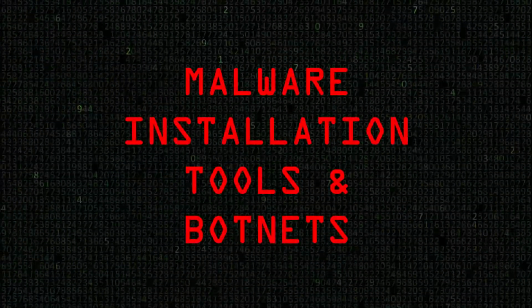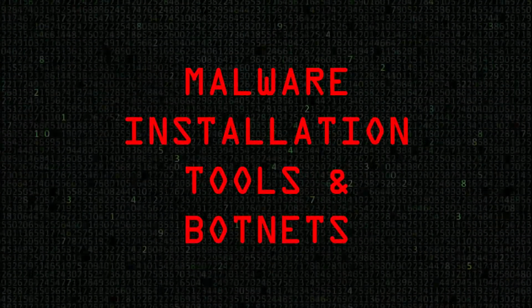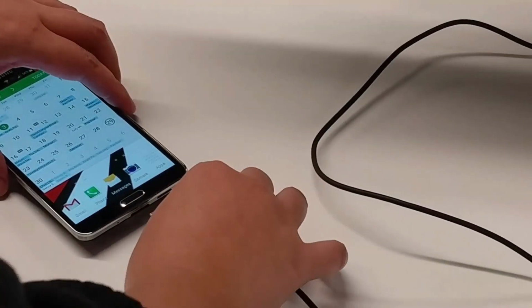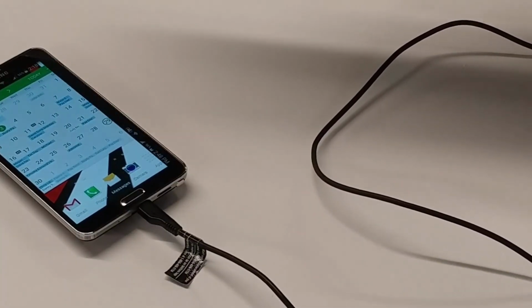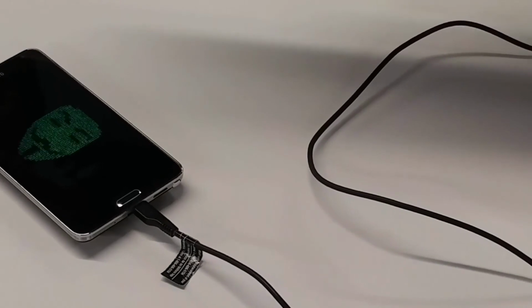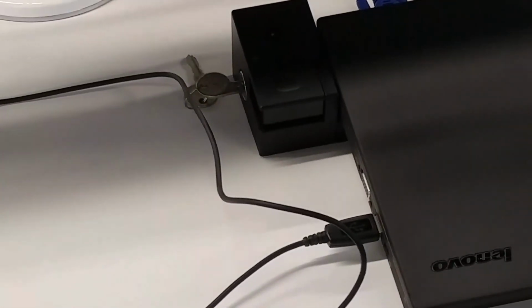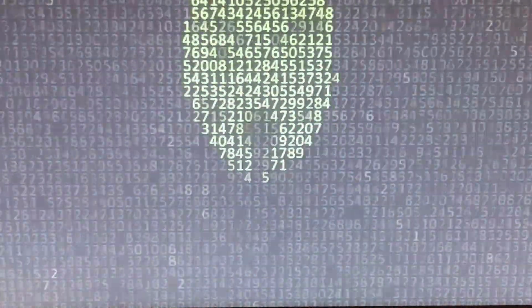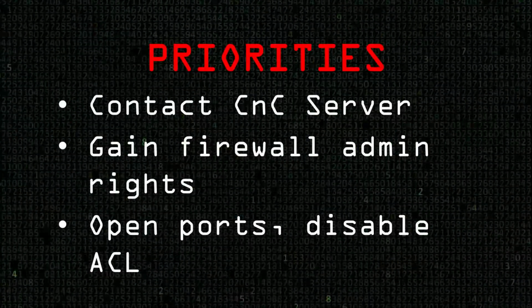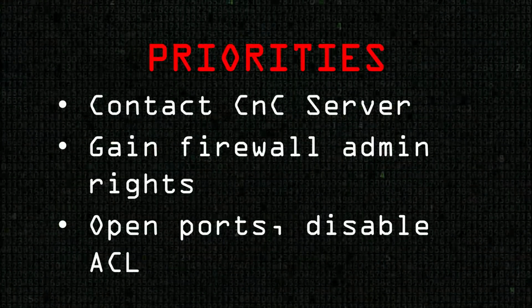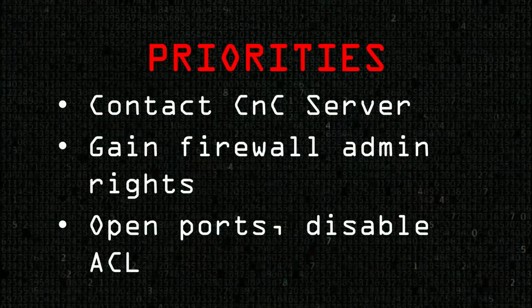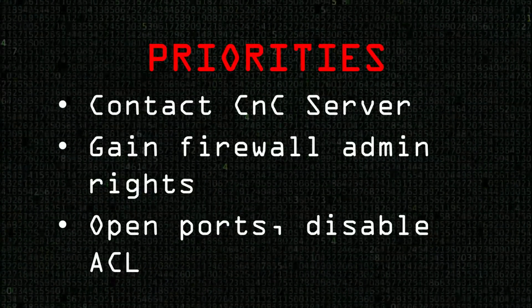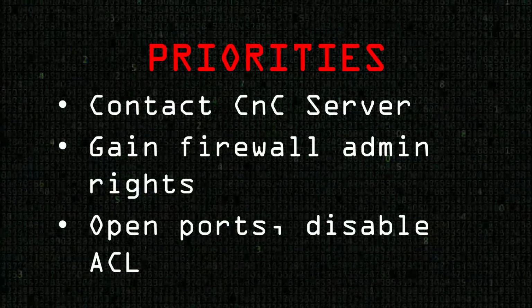Malware installation tools and botnets are more sophisticated attacks. A popular hacker method is to load malware onto something an employee would carry into the building, like a disk, flash drive, or mobile device. Once the employee connects the infected device to the network, a breach can occur. Once the malware is active on the system, it will attempt to connect to a CNC server, which is a command and control server outside of the network on the internet set up by the hacker.